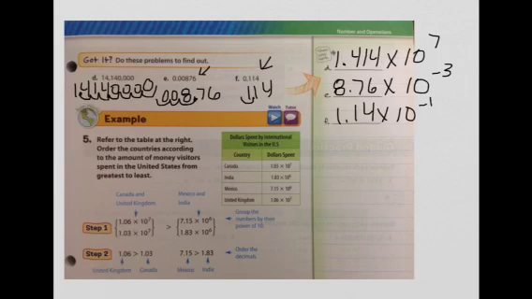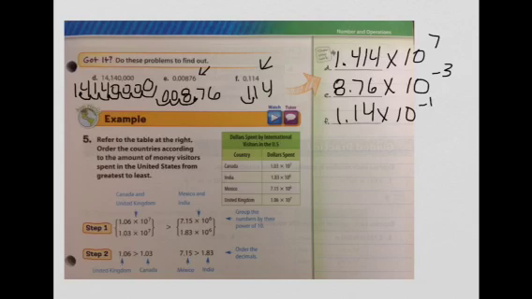If we are looking at numbers and we're having to compare numbers, you're going to notice that we compare numbers that have the same exponents. So here we're trying to figure out the order that the countries would be in from least to greatest when we're looking at dollars spent by visitors. So we're going to look at Canada and United Kingdom first because they both have a 10 to the 7th power. Notice that because the exponent is the same, we just look at the decimals. So United Kingdom is larger.